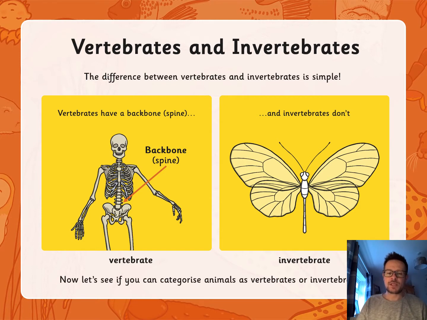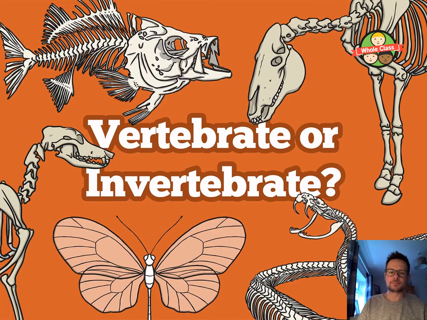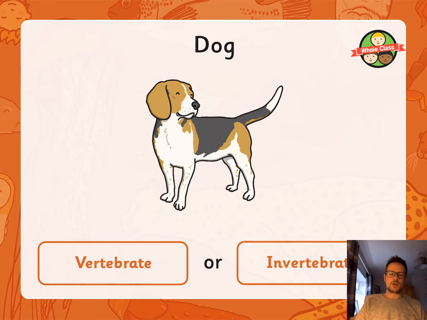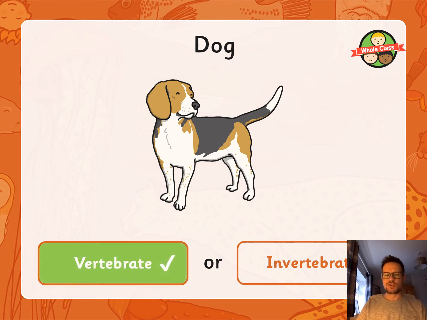Now let's see if you can categorize animals as vertebrates or invertebrates. Okay, we're just going to whiz through these and see how many you get right. Vertebrate or invertebrate? That is the question. Is a dog a vertebrate or an invertebrate? What do you think? Have a quick think. Do you think a dog has a backbone? I think it does. I think my dog likes to be scratched on his backbone. Yep, a dog is a vertebrate. It has a backbone.